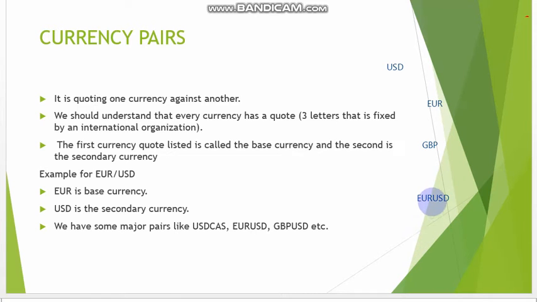This currency you see here, we have these two currencies. The first currency you see is the base currency. This one is the base currency. The USD is the secondary currency. The base currency is the one you're trading on. So that's the base currency.